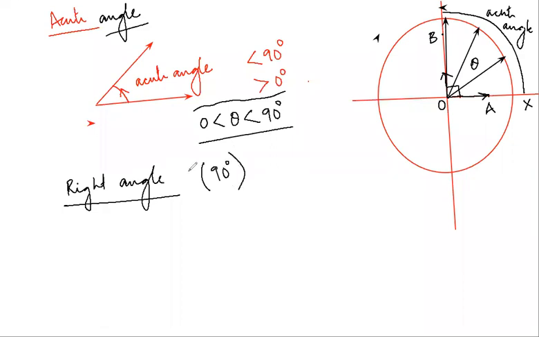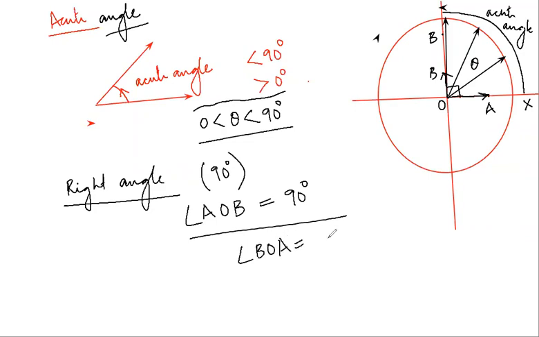How do we represent this angle? Let's say this ray is OA and this ray is OB, and this point is B. So angle AOB is equal to 90 degree. This is how we represent the angle. We can also say angle BOA is equal to 90 degree. Doesn't matter. Right? So this is a right angle.